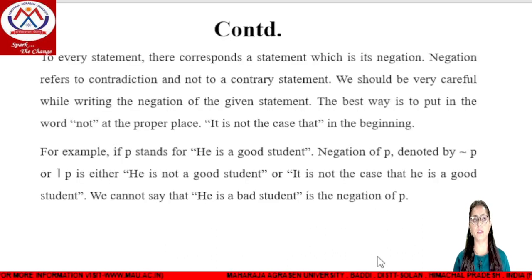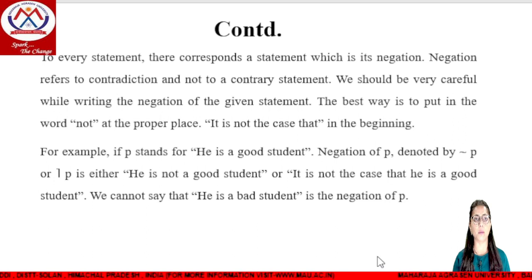Some points we have to remember. To every statement, there corresponds a statement which is its negation. Negation refers to the contradiction, not a contrary statement. So we should be very careful while writing the negation of the given statement. The best way is to put the word not at the proper place, or to write "it is not the case that" in the beginning.